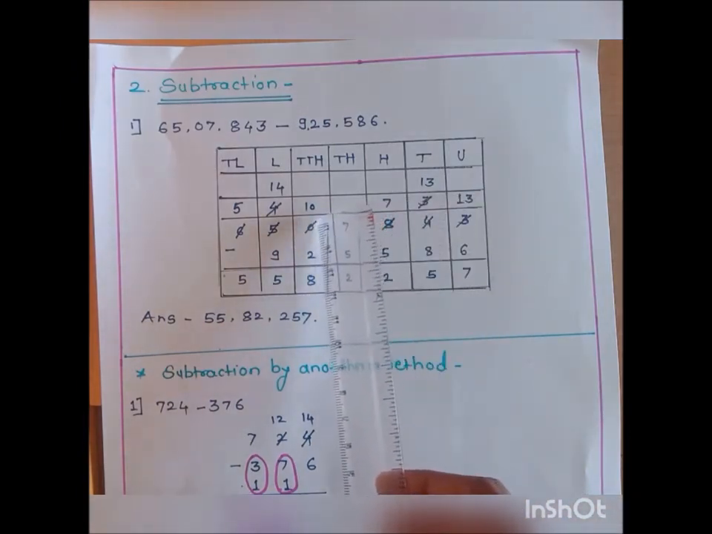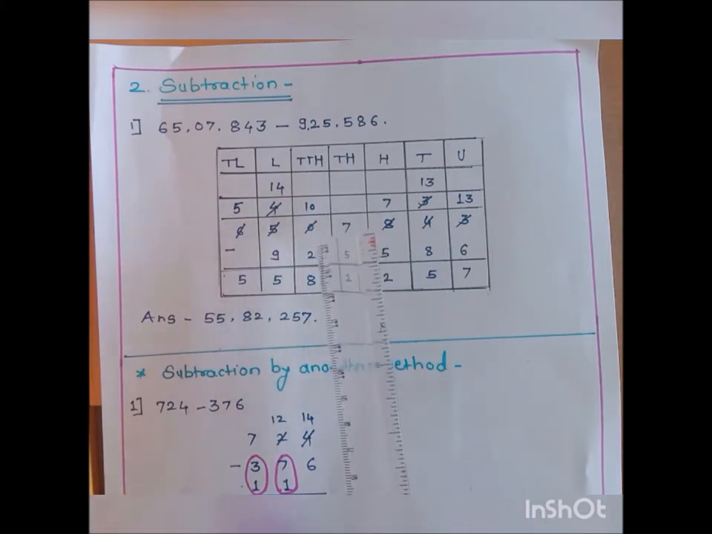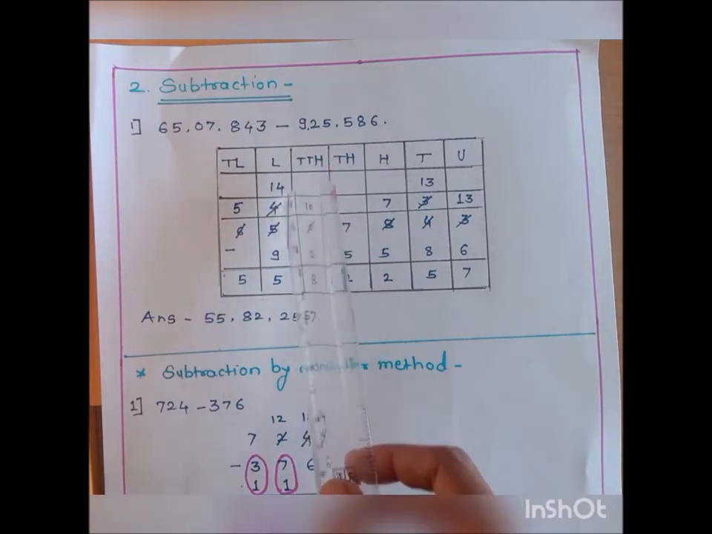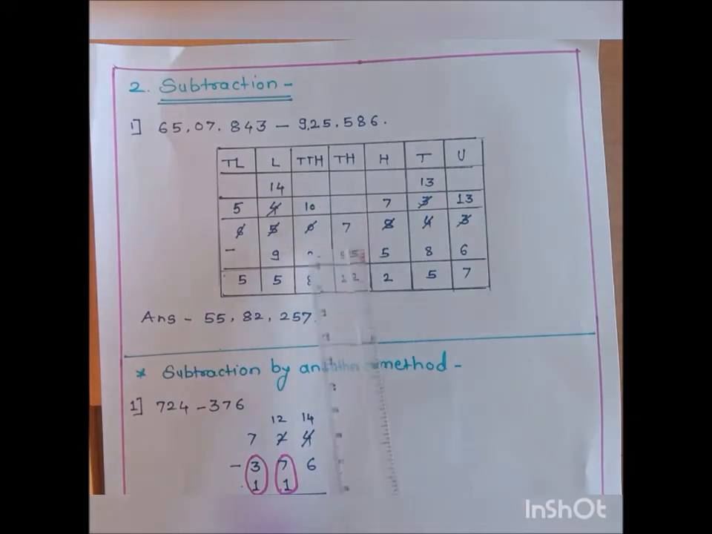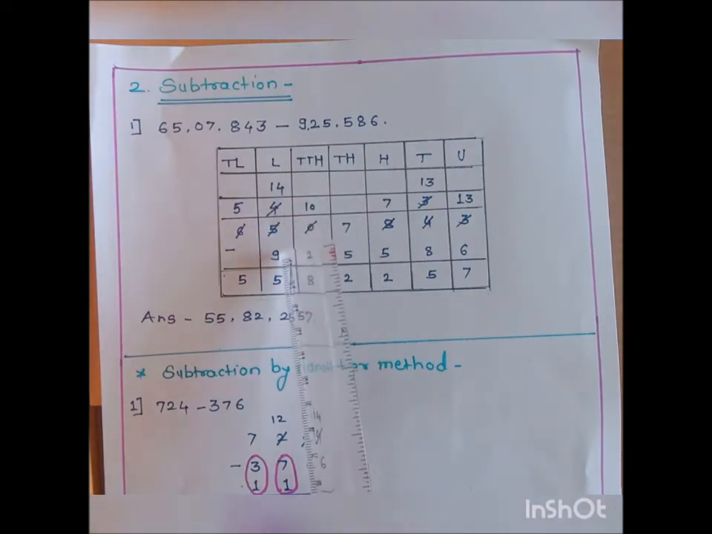Now digits of ten thousands place, that is 0 and 2. Can we subtract 2 from 0? No, because 0 is smaller number and 2 is bigger number. So again we have to borrow from this lakh place. 10 minus 2 is equal to 8. 4 minus 9.